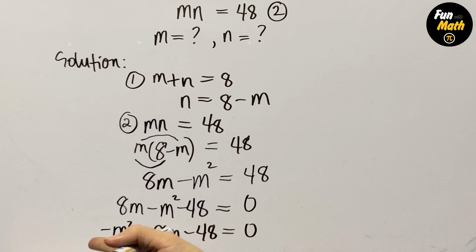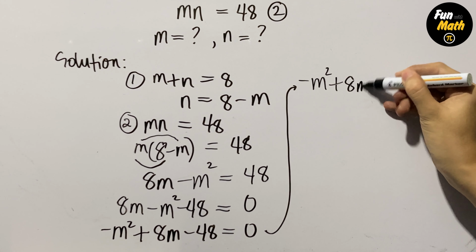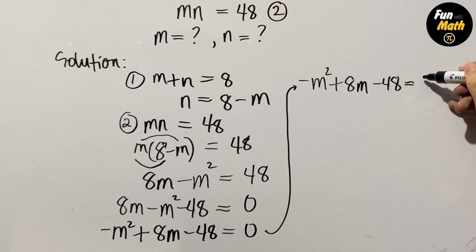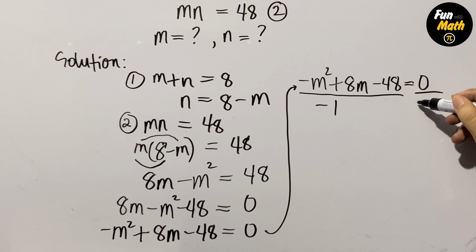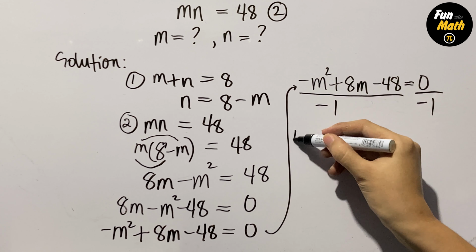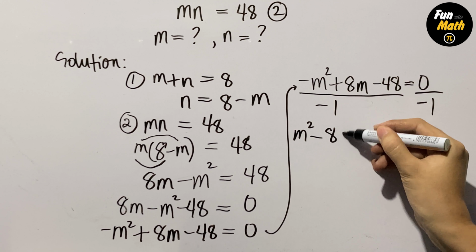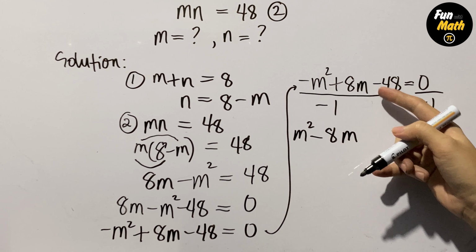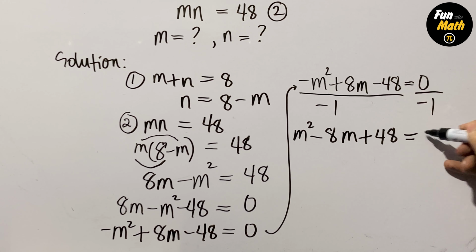And then here, since the leading term is negative, we are going to divide by negative 1. So that is negative m squared plus 8m minus 48 equals 0, divided by negative 1, and also the other side by negative 1. Negative m squared divided by negative 1 is m squared. 8m divided by negative 1 is negative 8m, or minus 8m. Then negative 48 divided by negative 1 is plus 48, equals 0 divided by negative 1, that is 0.